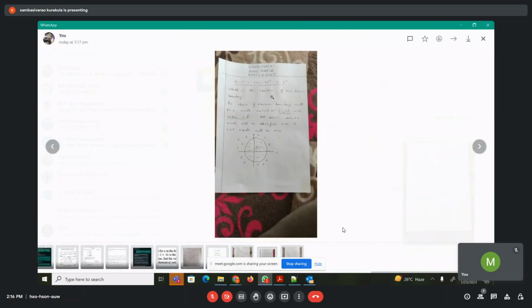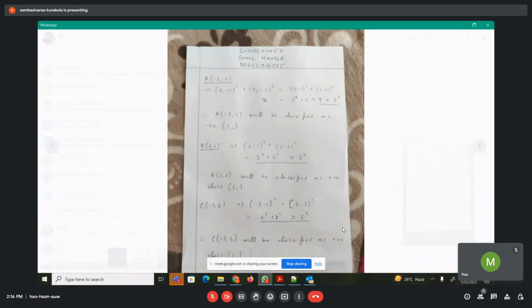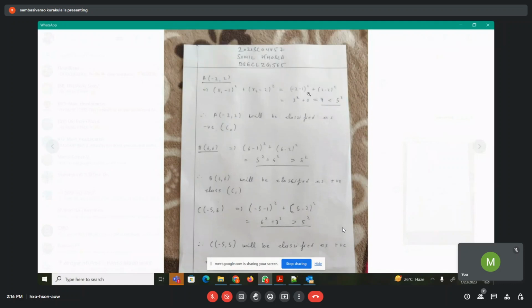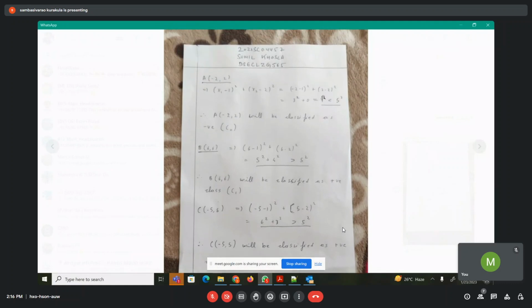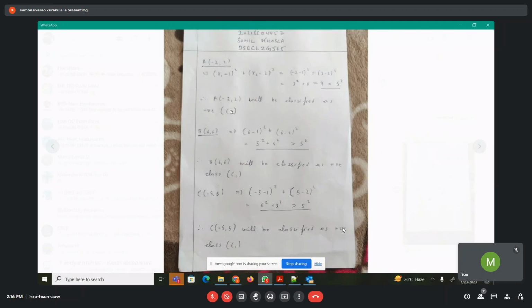This is just how to draw the circle. Now you see here, you substitute minus 2 comma 2, what will happen? It's already substituted: minus 2 minus 1 whole square plus minus 2 minus 2 whole square, so 3 square, right? 9 is less than 5 square, so that is wrong, so it has to be classified as no, which is C0.